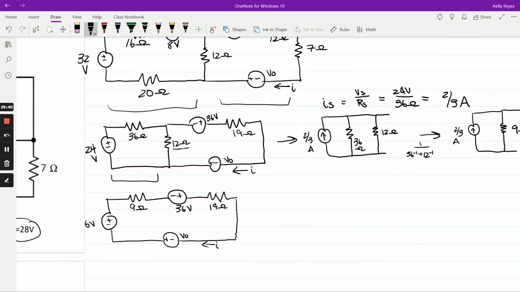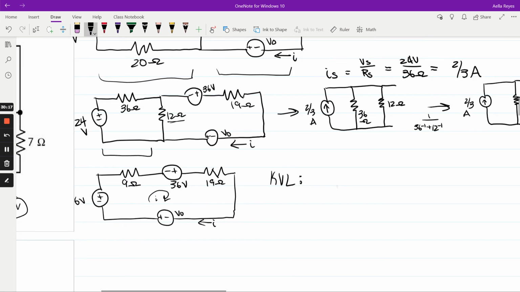Okay, so to find VO, we do KVL, which is Kirchhoff's voltage law, and then we go around. Just a side note, you can also add these resistors together again, and the voltage sources. You can do that, but it's all going to be the same thing because we're going to do this with Kirchhoff's voltage law anyway.